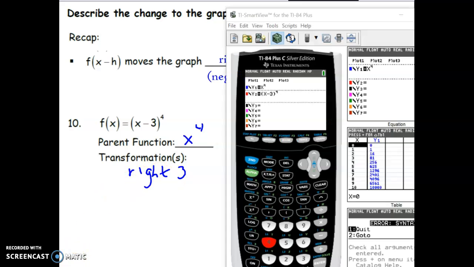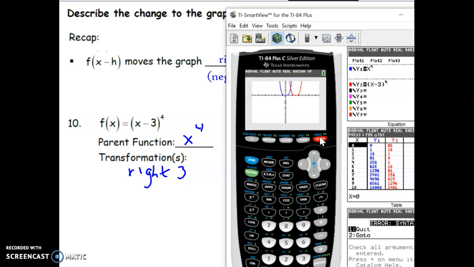Okay, I've got my x to the 4th in there as the parent function, and then I've got x minus 3 in parentheses to the 4th as the transformed function. And if I look at the graph, there's x to the 4th, and there's x minus 3 to the 4th. It's scooted over to the right.